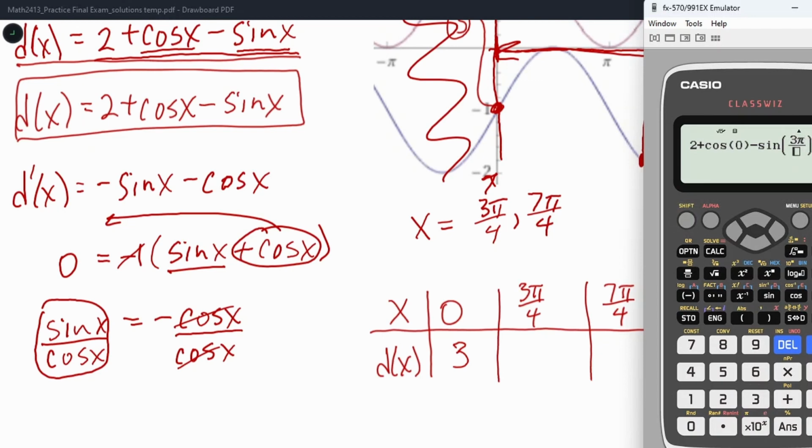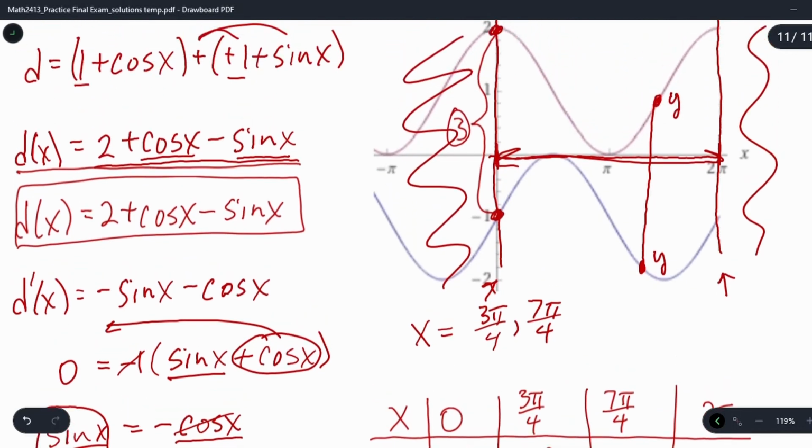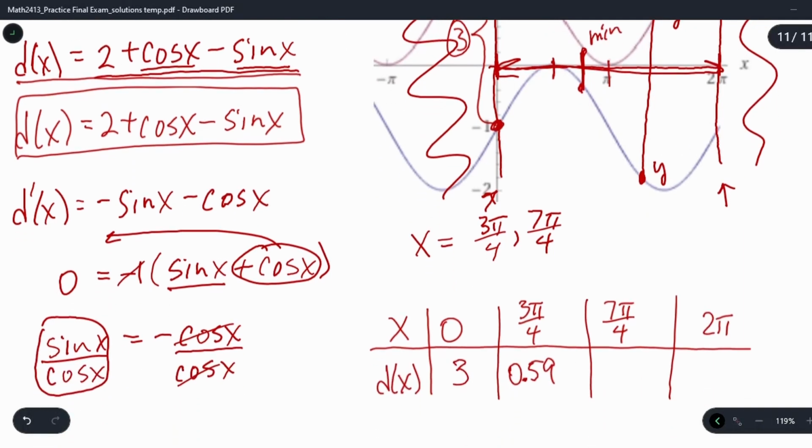So 3 pi over 4, we're going to check that first critical point, and that's going to give us, on the Casio, 2 minus square root of 2. I would really like to have that as a decimal, so I'm going to hit the SD button, and that is 0.59 rounded. I think what that's going to end up being at 3 pi over 4, which is, let's see, if this is pi, that would be a half, and this would be a fourth. You know what that's going to represent? That's our minimum. That's where the minimum distance occurs.